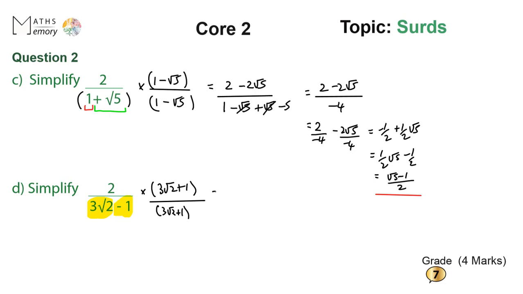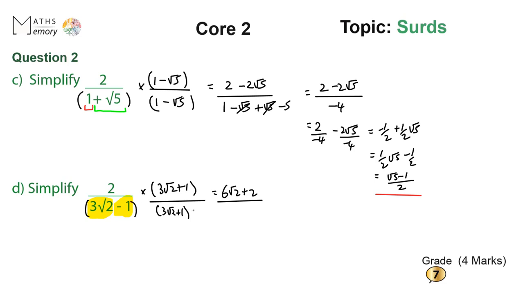Let's multiply the top bit. So 2 times 3 root 2 will give us 6 root 2 and plus 2. Now, the denominator, let's do the crab claw method on this. So just be a bit careful on this. Let's put a bracket over here to help us.